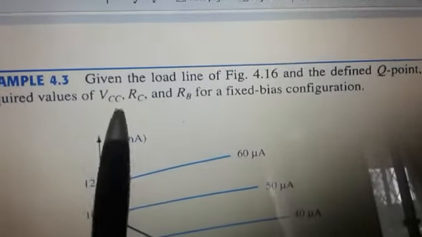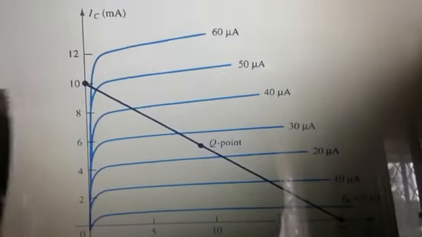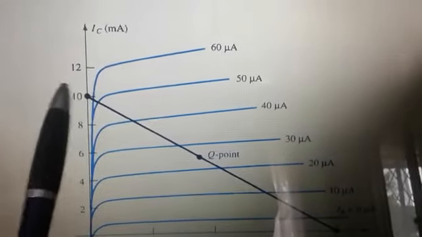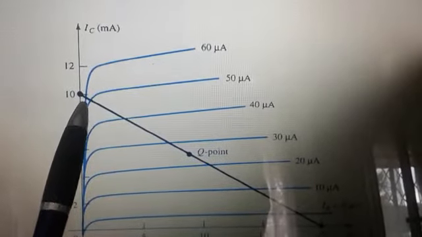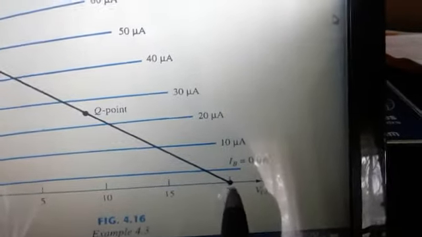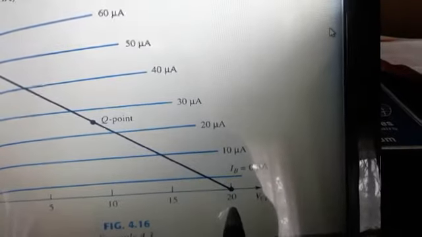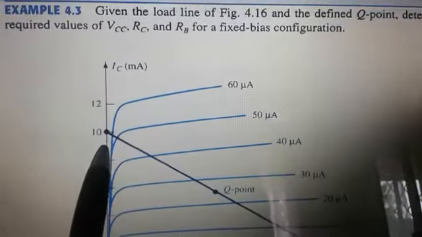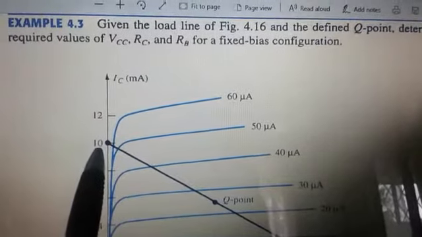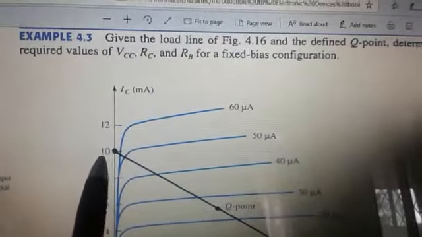So let's look for the values. They are saying that we should calculate the what? The VCC and RC. Let's look at those two first. Based upon the load line, we know that to get this point on the load line, it is VCC over RC, and that will give you this point. And this point is what? VCC. So right away, just by looking at the load line, you see that VCC is 20. Good. Now, to get this point, IC, which is VCC over RC, all we need to do is transpose to get the value of RC.